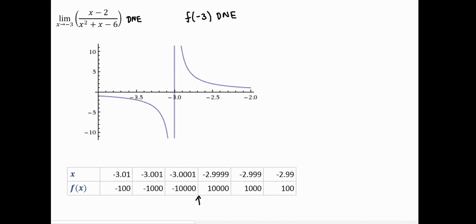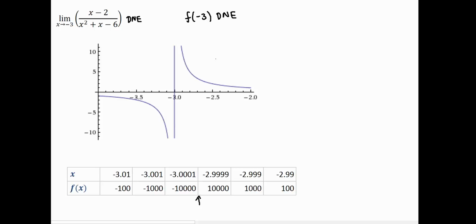Now, let's note something here. Notice that in the previous example, the limit did exist, but something different happened. When we plugged in 2 into this function, we had a 0 in the numerator and a 0 in the denominator. This time around, when we plug in negative 3, we have a non-zero number in the numerator and a 0 in the denominator. This time around, the limit did not exist, and we had a vertical asymptote.